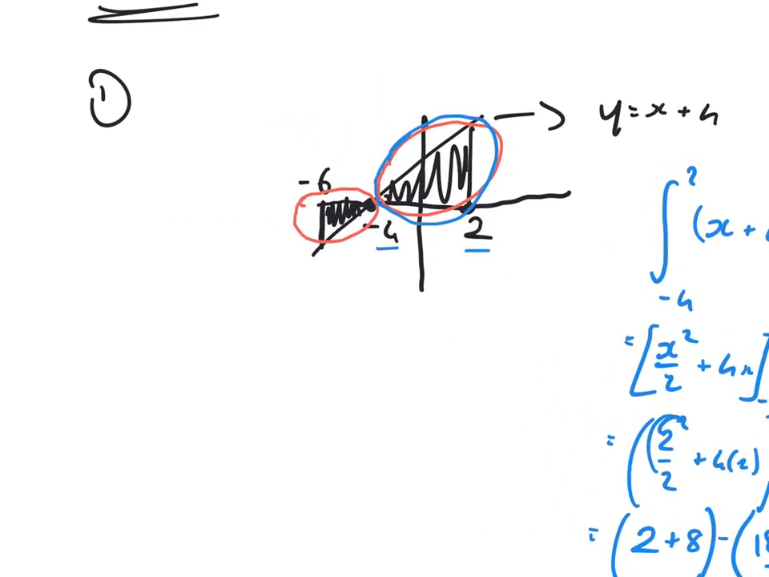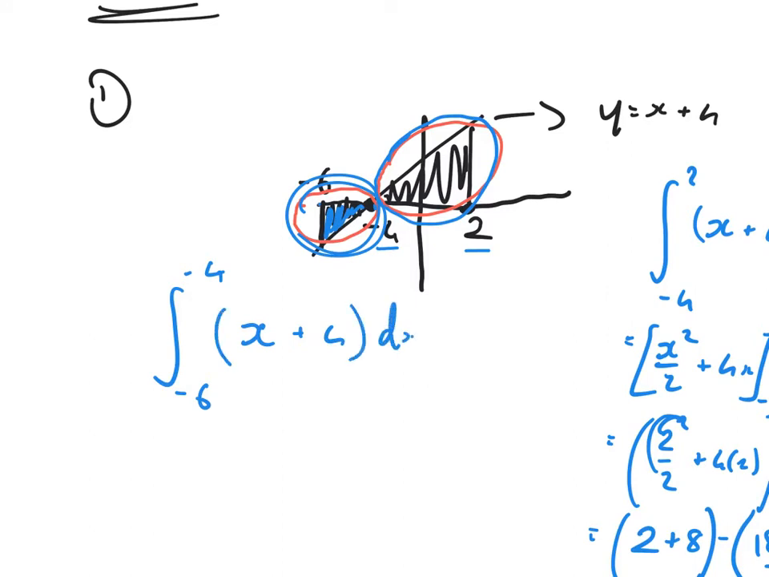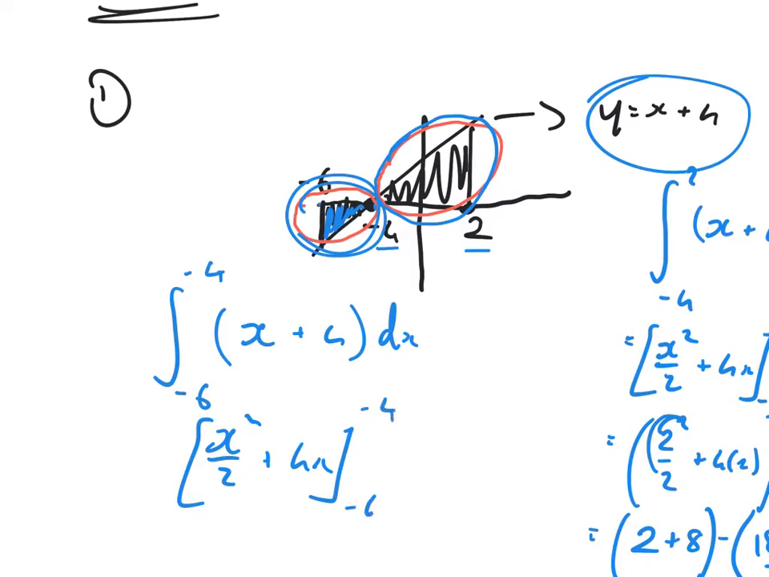Let's concentrate on this area here, between -4 and -6. So I'm going to integrate. The upper limit is -4, the lower limit is -6. So I should probably expect to get a negative result here because it's below the x-axis. And I'm integrating x plus 4 because that's the function. So x squared over 2 plus 4x between -4 and -6.